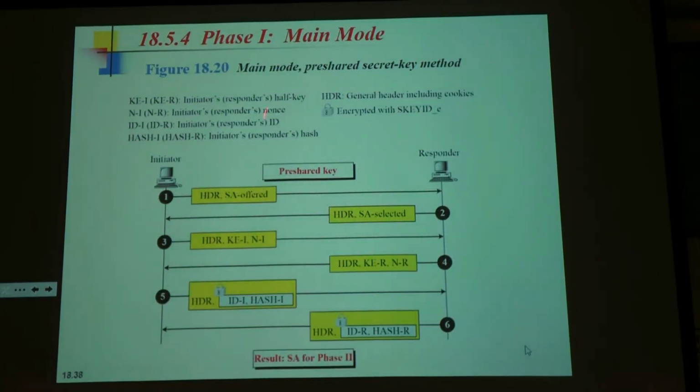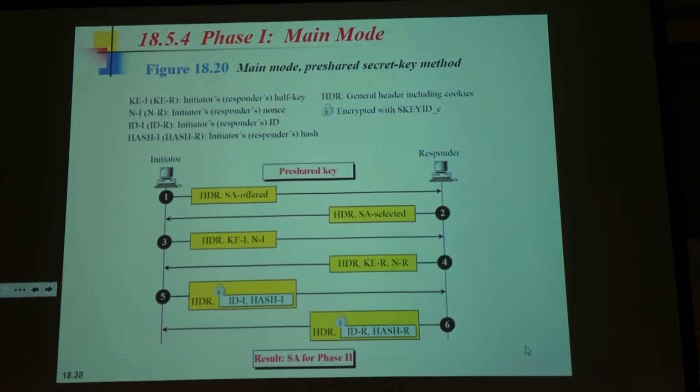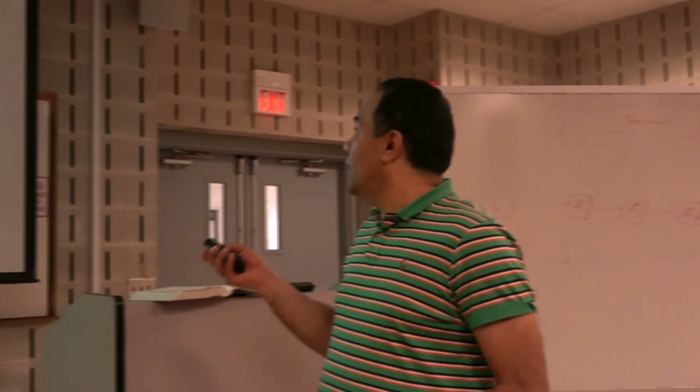So phase 1 main mode, how many exchanges are we going to have? 6 exchanges. Let's say that you have a pre-shared key. You create a header and the security association offered by the initiator. Then you send back the header with the security association selected. The initiator could offer multiple keys, and the responder will select one and send it back.